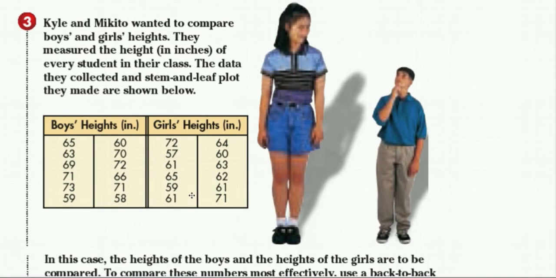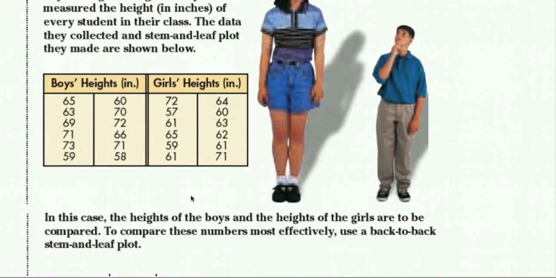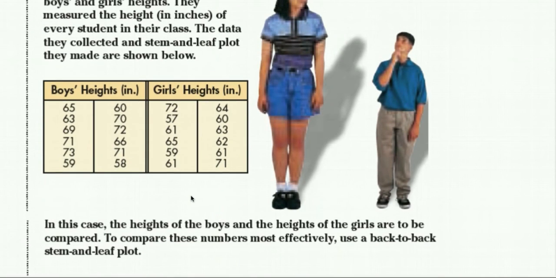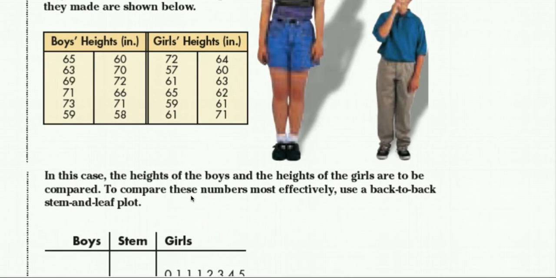First things first, we need to find out the lowest value and the greatest value so that we can create our stems. In this case study, the heights of boys and heights of girls are to be compared. So to compare these numbers, we create a stem and leaf plot.